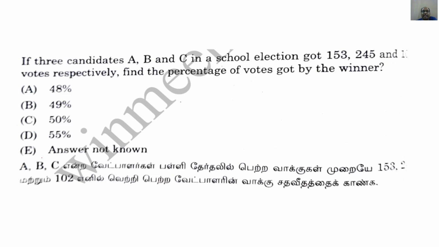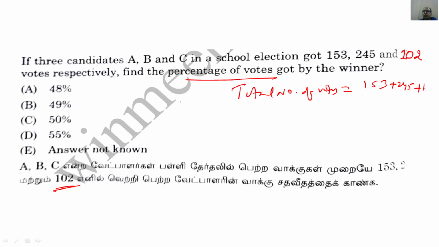Right. If 3 candidates A, B and C in a school election got 153, 245 and 102 votes here, fine. So we need to find the percentage of votes. So first of all, we need to find the total number of votes, which is equal to 153 plus 245 plus 102. So total number of votes is 500.